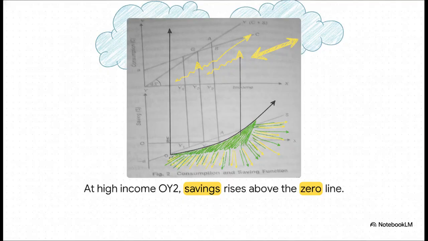Now, what's really interesting about this slide is looking way over at the OY2 level of income on the right. Up top, that 45-degree income line is finally soaring way higher than the consumption line. You can see this distinct positive gap, labeled A, where income is clearly greater than consumption. And again, this translates perfectly to our bottom panel. Look at the savings curve S, down at OY2. It is confidently pushed above that horizontal zero line. The economy is generating positive savings now, and honestly, the higher the income climbs, the wider that gap up top gets, and the higher the savings curve climbs.